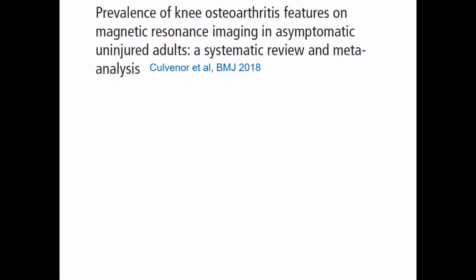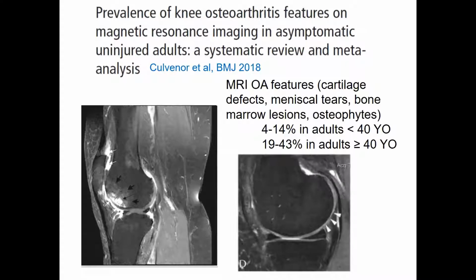And in terms of the prevalence of some of these findings that you see in the joint on MRI, this is a study that looked at people that had no symptoms and no history of joint trauma, and just did MRIs to see if there were changes in the joint. What they found was features of osteoarthritis: defects in the articular cartilage, like here's a defect in the cartilage, meniscal tears, and bone marrow lesions. So this is a bone marrow lesion that you can see on MRI.